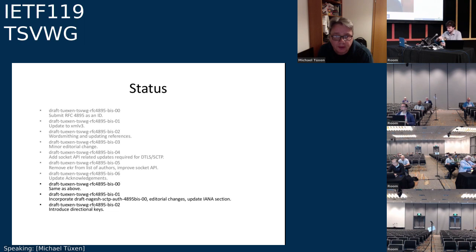And the security issues were addressed in the 02 version, where I basically describe how to use directional keys in the same way as it was done in the RFC 4895, so there were no style changes. Next slide.